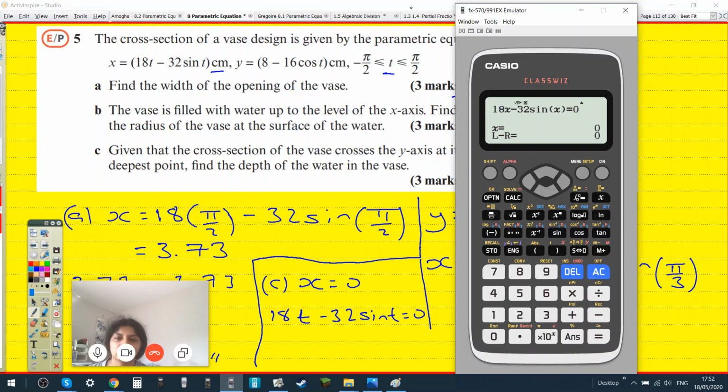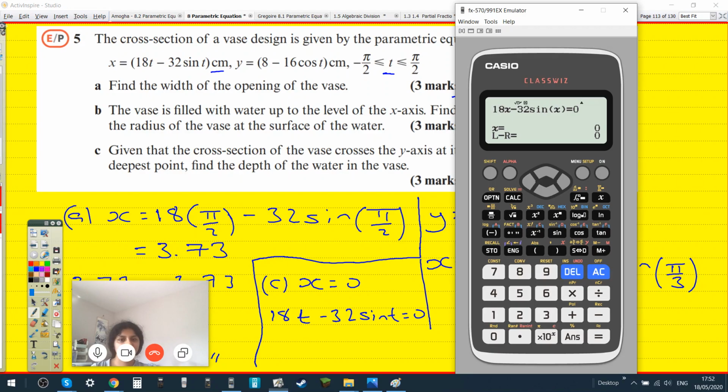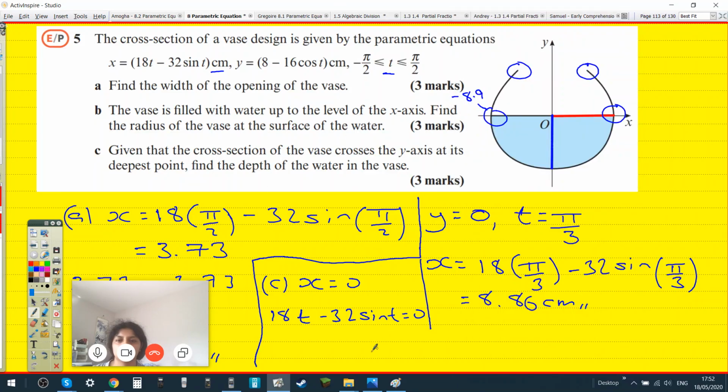Maybe there is only one answer and it's 0? No, sine repeats, doesn't it? Yeah, of course. Shift solve, minus 999. Alright, looks like I have to work. 18 times t minus, we could divide everything: 9t minus 16 sine t equals 0. Both square numbers.